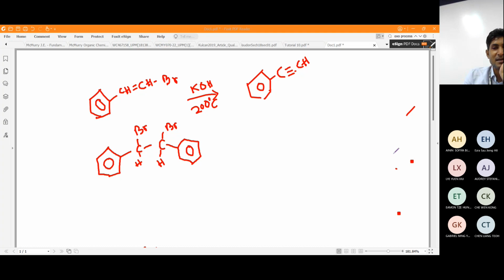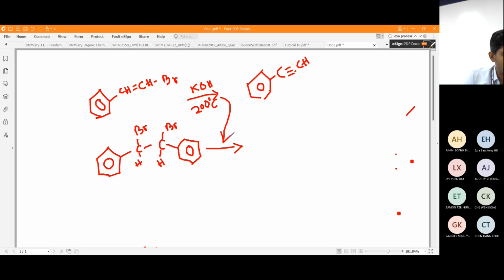Okay, so what is the name of this compound? The root is methane, ethane, right? So diphenyl dibromoethane. All right. Okay, so this compound, if I am adding the same condition here, right?